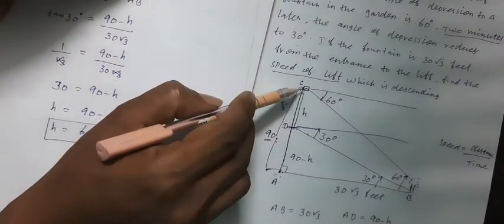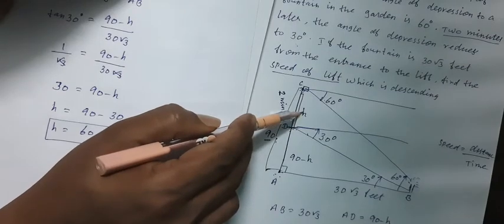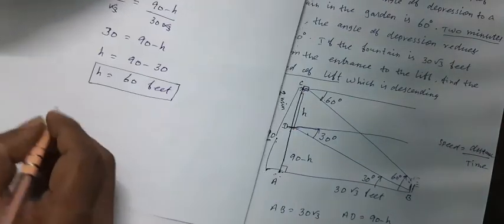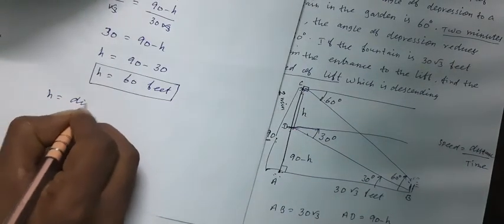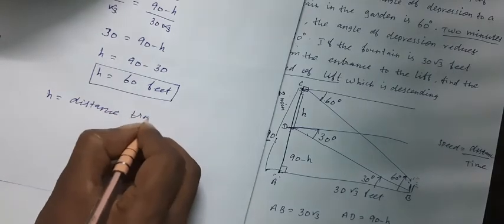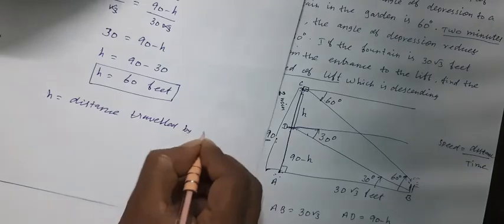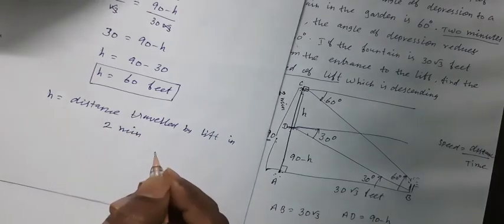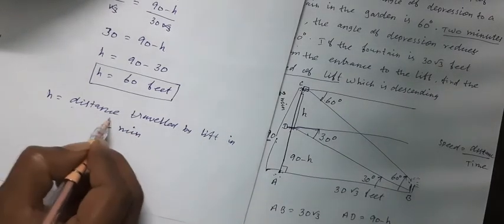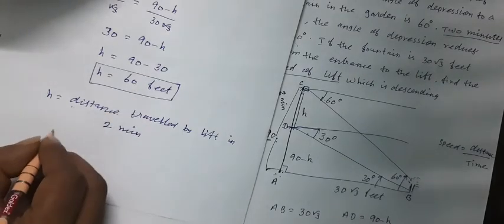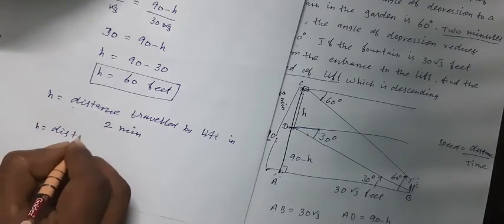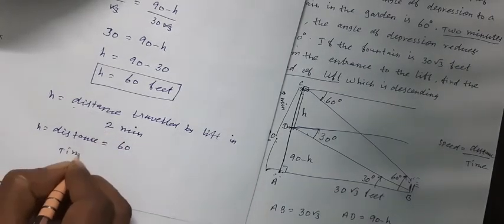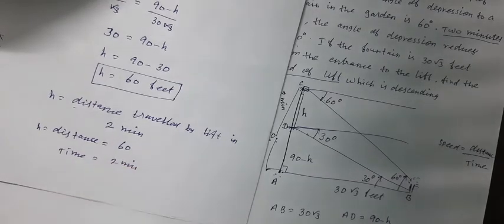Okay, now we can find the CD. H we can find, right? So here H is the distance traveled by the lift in how many minutes? 2 minutes. So here H is a distance, right? So I can take distance is 60 and time is equal to 2 minutes.